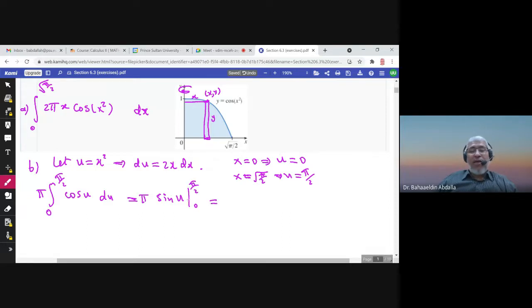So sine pi over 2 is 1, just 1, minus sine 0. Sine 0 is 0. So the answer is pi. So the answer of this integral is pi.